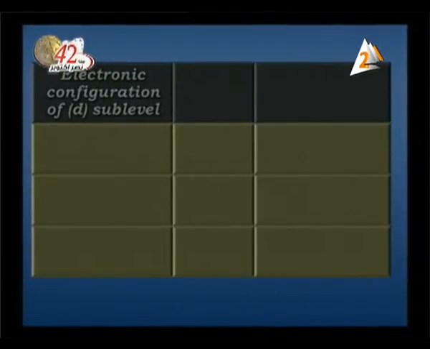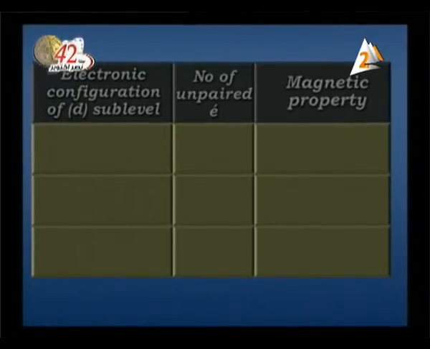as shown in the following table, the electronic configuration of the d sublevel and the number of unpaired electrons decide the magnetic moment, and then the type of magnetic property. In zinc that has d10 electrons, there are no unpaired electrons here. The number of unpaired electrons equals 0. So the magnetic moment here is 0. So its magnetic property will be diamagnetic.